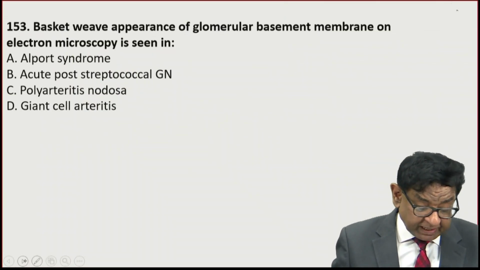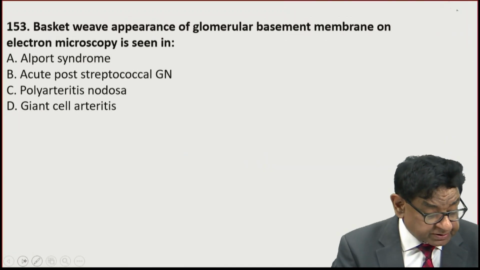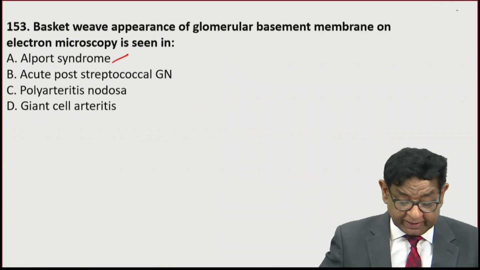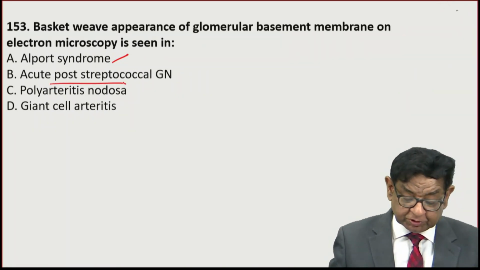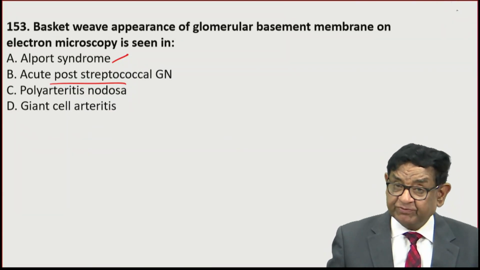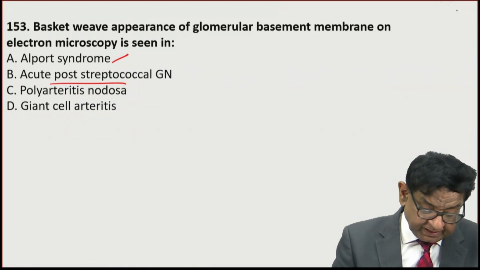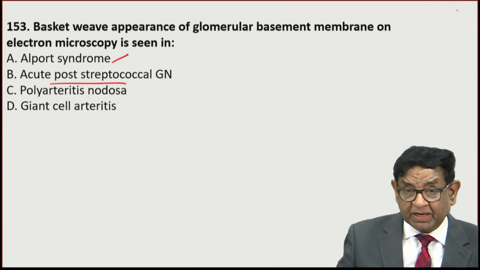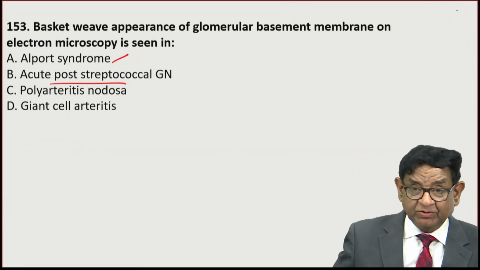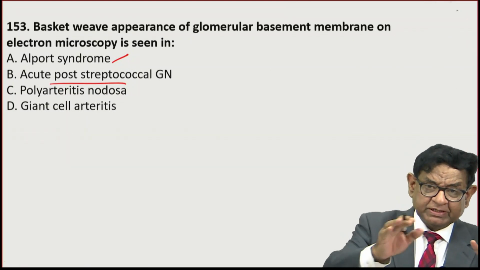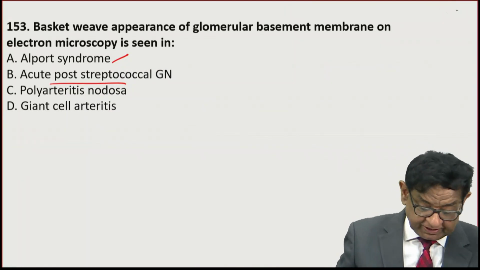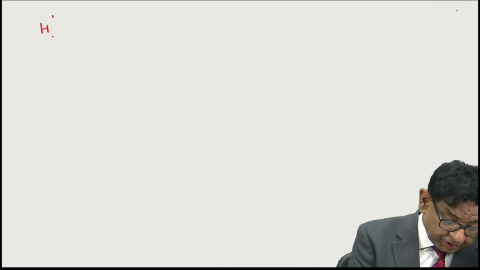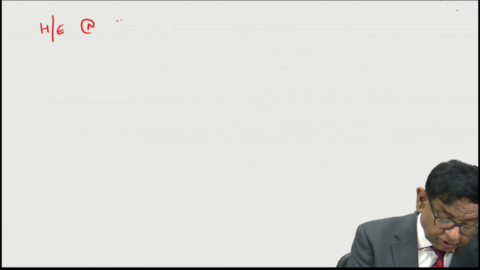153, basket-weave shape. This is seen in Alport syndrome. Now, let's talk about what happens in acute post-streptococcal glomerulonephritis. For that, we have to learn the first basic concept. Well, I have a simple question for you. Can you draw the histology of a normal glomerulus? Try. Okay, just write down, draw the diagram. What is the normal histology? Remember, I'm talking about the histology of a normal glomerulus.